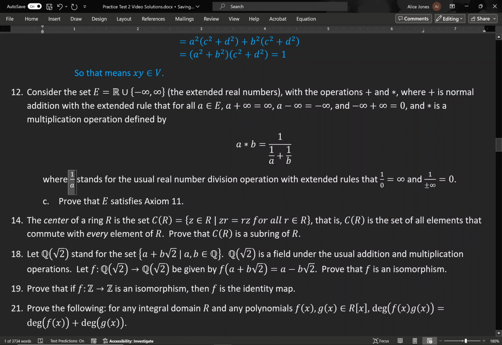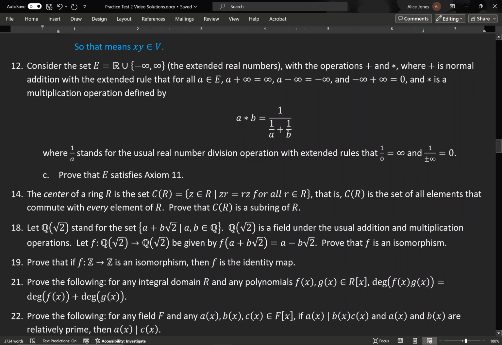And the 1/a part is standing for regular real number division, except we have these extra extended rules where 1/0, now it's not undefined, it is defined as infinity. So it's no longer undefined. We defined it. And same here for positive and negative infinity. If you put either of those in the denominator under 1, you will get 0. So these are some weird, wacky rules, but what you find is that you can actually get satisfaction for a lot of these axioms when you extend the rules like this.